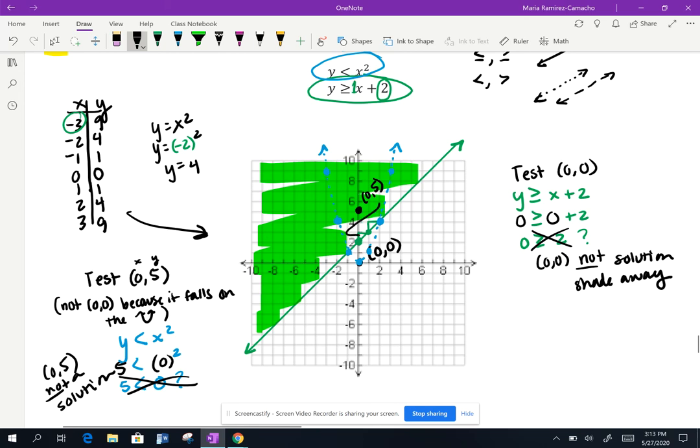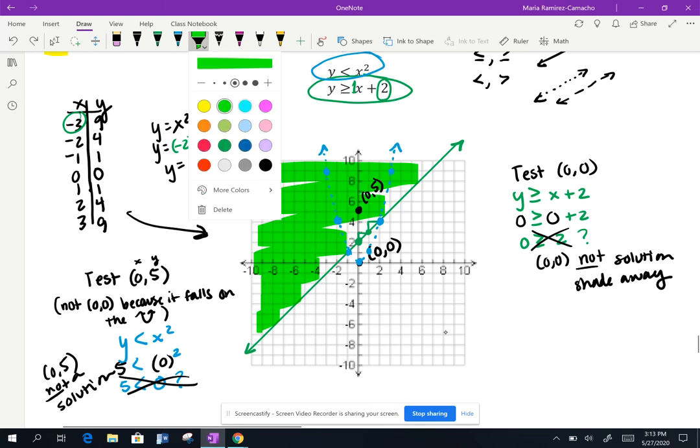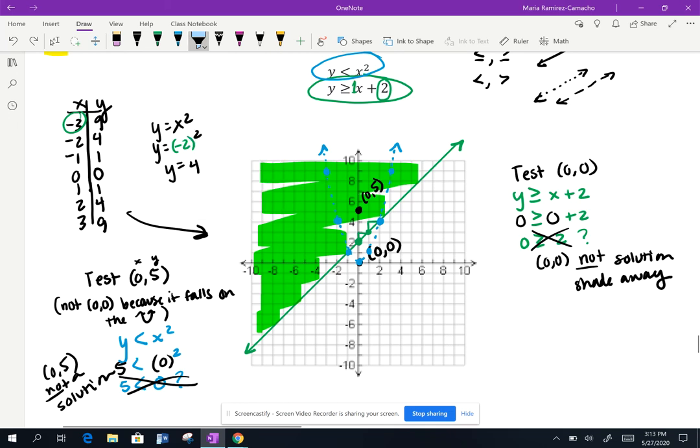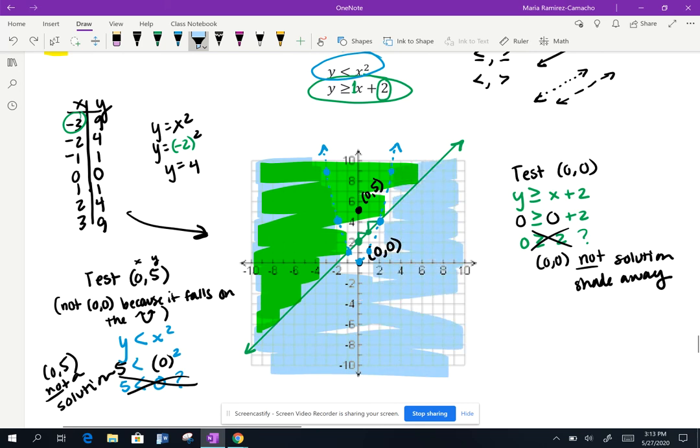Instead of shading on the inside of the parabola, we will be shading on the outside. So out here. Everything on the outside. Where's my solution region then? It's where I have overlap, so that would be all of this. Solution region. Okay. And that is it.